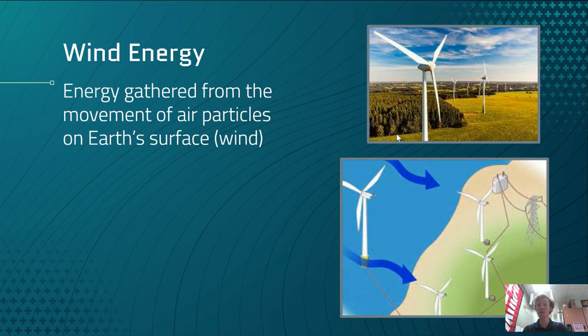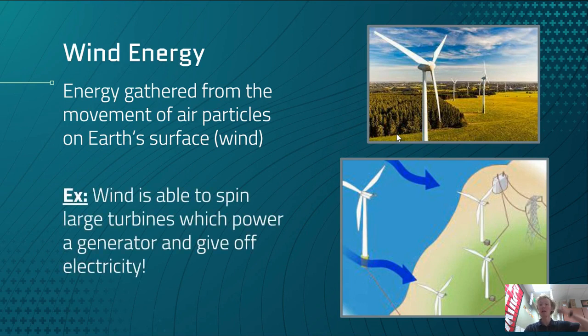As those air particles move and the wind is created, then it's able to spin these large turbines or these large windmills, and it's able to give off electricity through a generator. So again, that spinning of the turbine, converting it into electrical energy through a generator. And again, that wind is just constantly moving in order to spin those turbines.